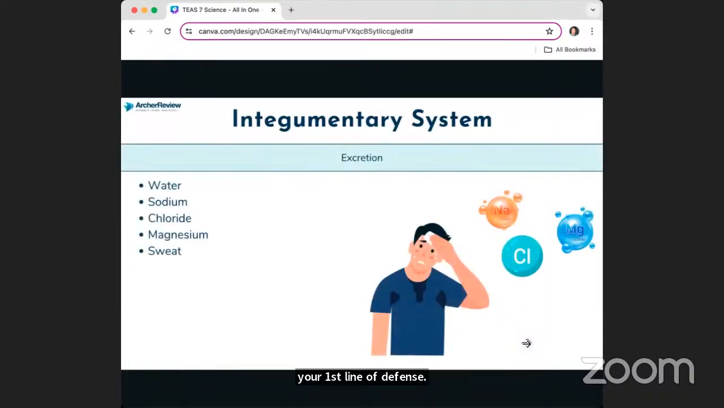But it will also excrete. So it will excrete out of your body water, sodium, chloride, magnesium, so think salts, electrolytes, and sweat. Now within sweat, you can study a whole bunch of other different things in your sweat, but we're just going to keep that pretty simple for this crash course.